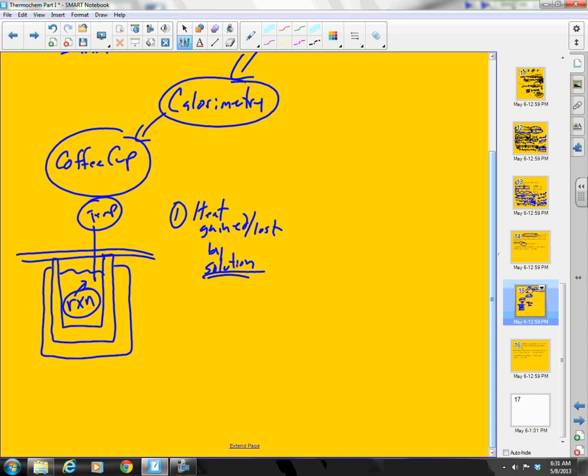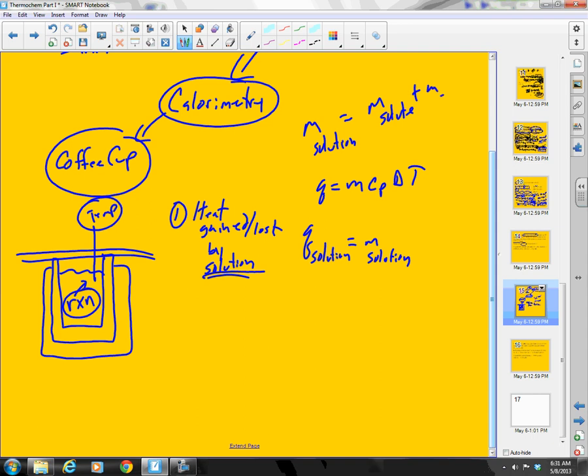Well, we're going to use one of our old friends: Q equals MC sub P delta T. We're going to say the Q of my solution equals the mass of my solution. Now remember, this is of the solution. So mass of my solution is going to be equal to mass of my solute plus mass of my solvent. We're looking at the total mass. So mass of my solution times the specific heat of the solution times the delta T of the solution. Got it? That's easy. We can do that. We're experts at that.